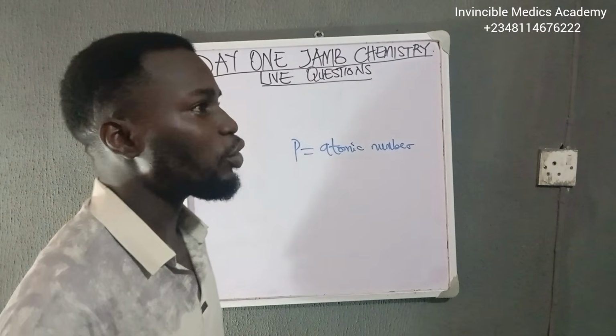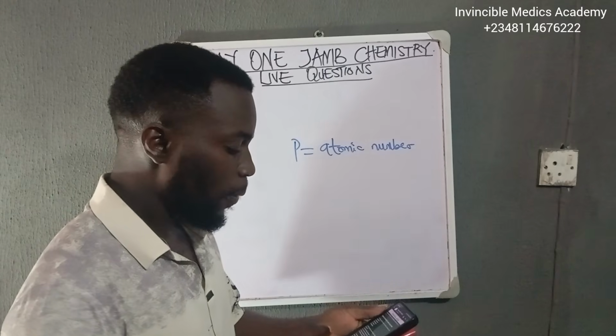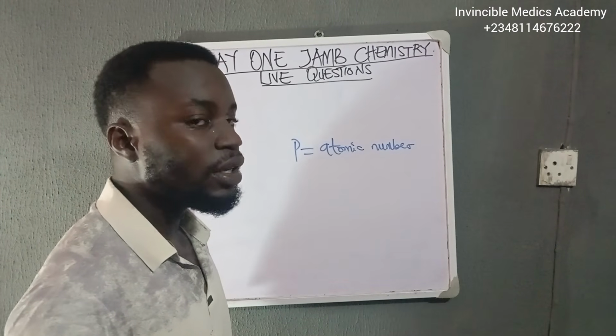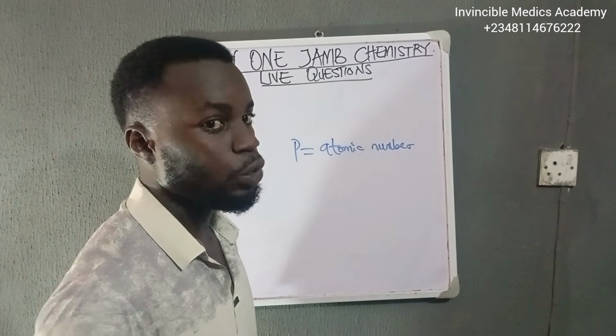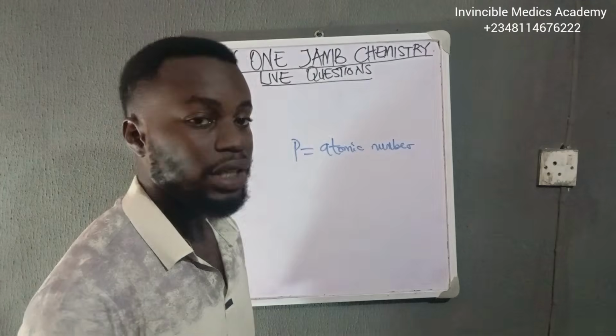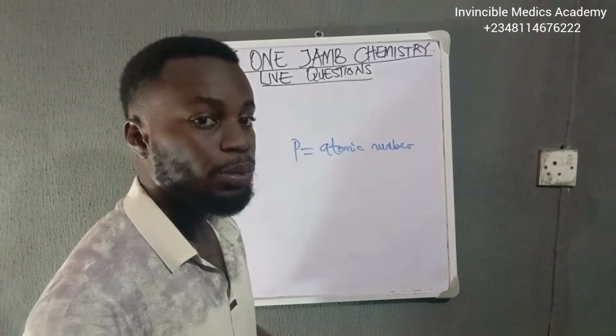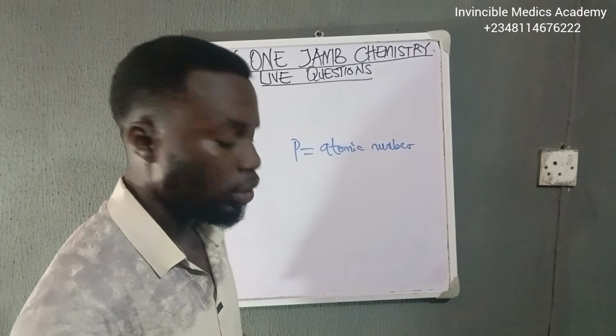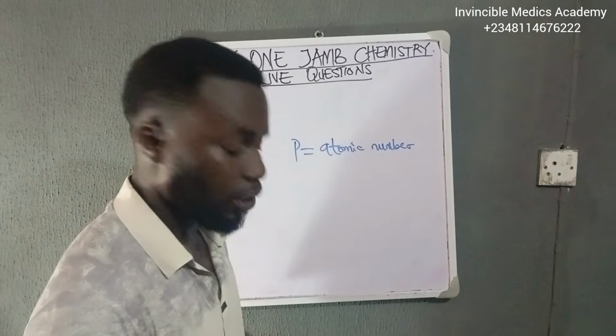Or if you just say electron number, though electron number can be equal to the proton number only for neutral atoms. But in this case, the correct answer and the most preferred answer to this question is proton number. So option C, proton, is correct.